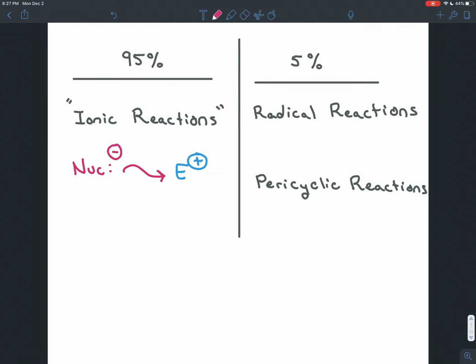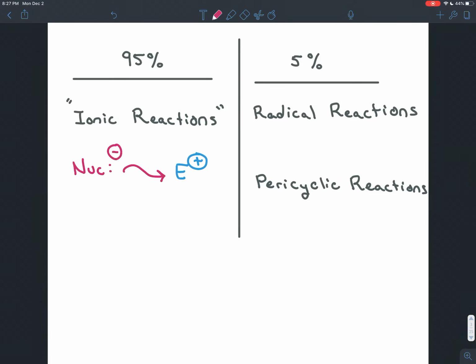95% of all the reactions in organic chemistry, both 1 and 2, are called ionic reactions. Those are reactions where a nucleophile attacks an electrophile. So that's like all of the reactions that we've talked about up until this point. The other 5% are two types.